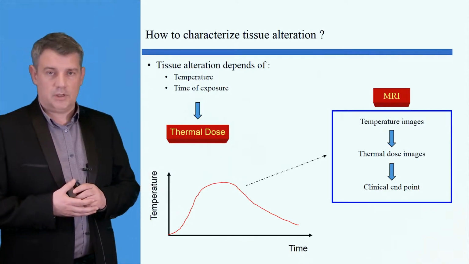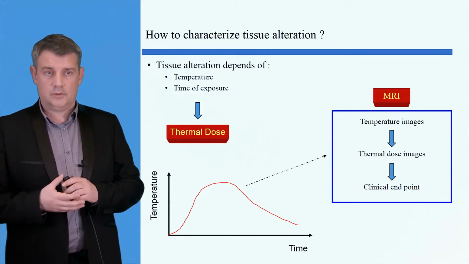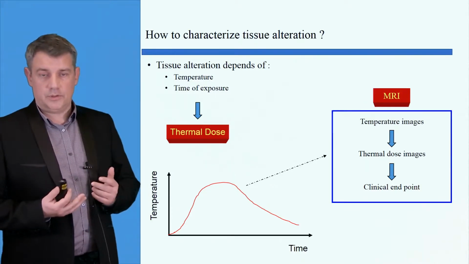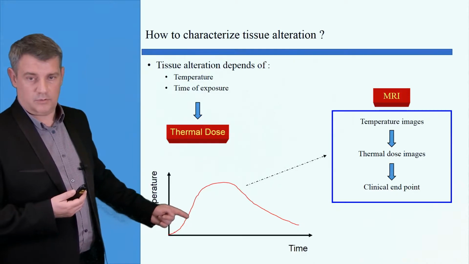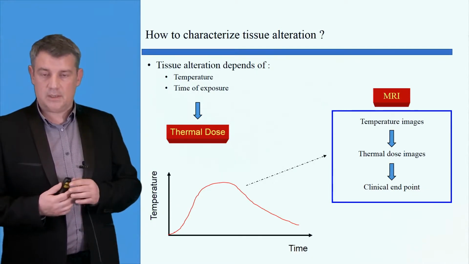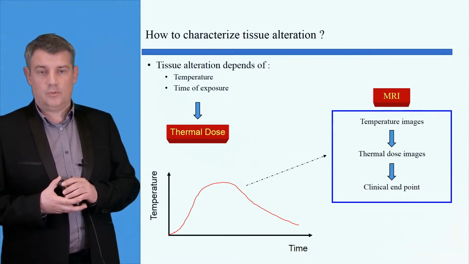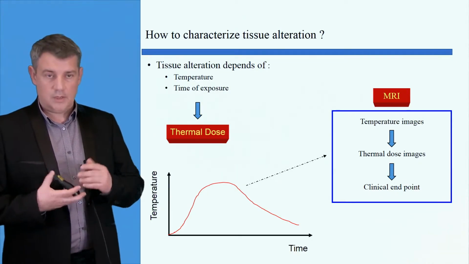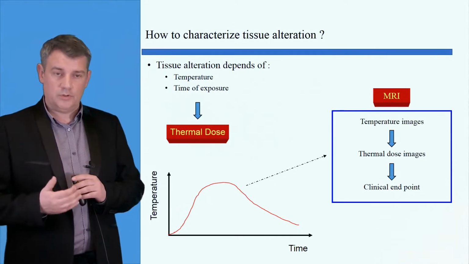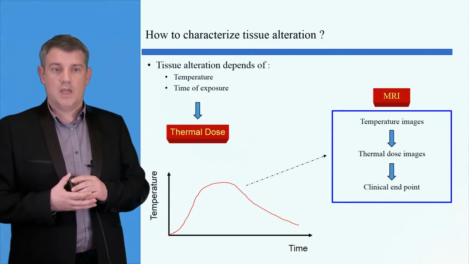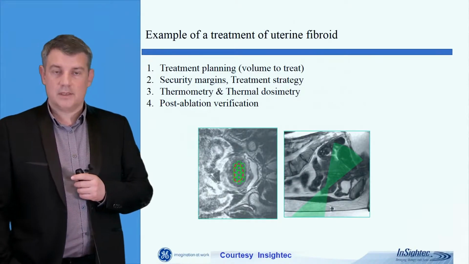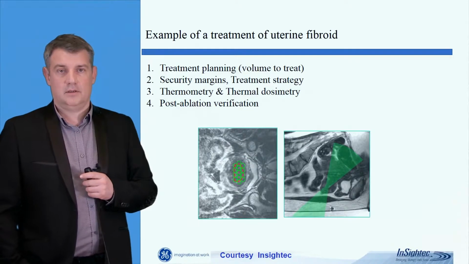Well, it has been shown that the tissue alteration depends on the temperature level that it is exposed to, and also the time of exposure. In other words, we can define a thermal dose that can be related to the temperature change in time. And since we are able to make images, we are able in any pixel of the images to plot this curve and compute the accumulated thermal dose. So the advantage of MR thermometry is that you can acquire images of the temperature, you can compute in real time the thermal dose images, and the purpose is to use this information as a clinical endpoint.